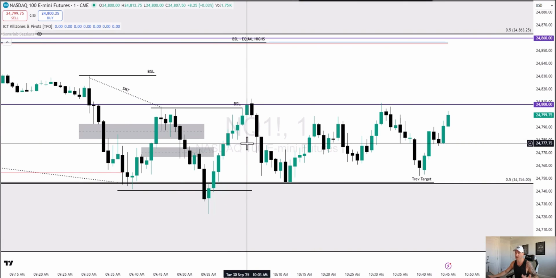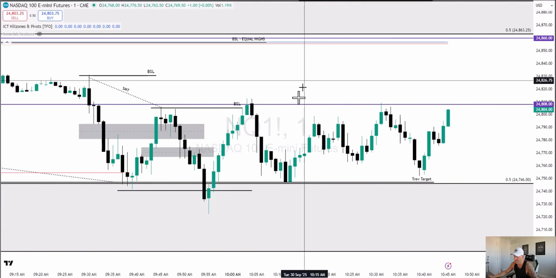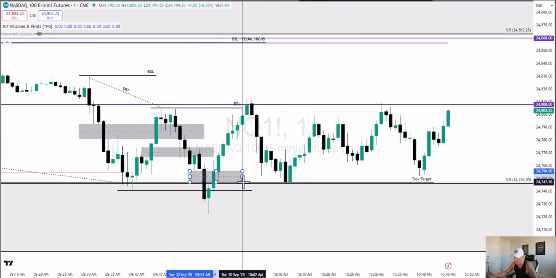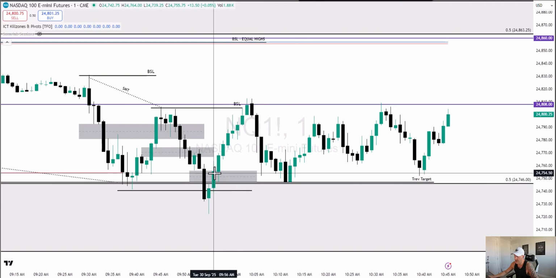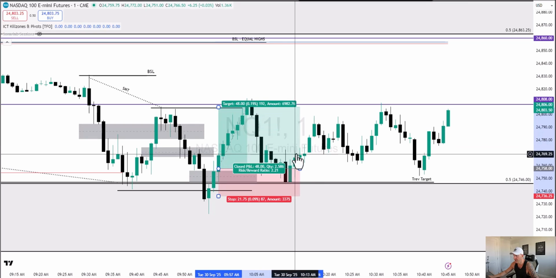We're still in discount of the larger range. We have now an internal sweep, which I like to see. And I find that those happen a lot, faking people out for the move, right? So we have this fair value gap right here, this 1 minute fair value gap, okay? And then as soon as we close above that, that was my entry right there. And my target was these highs up here.